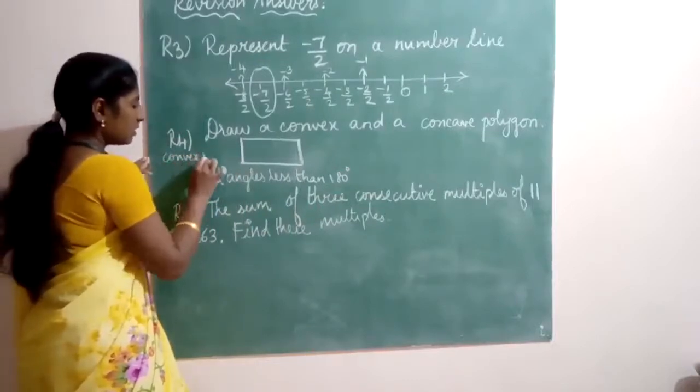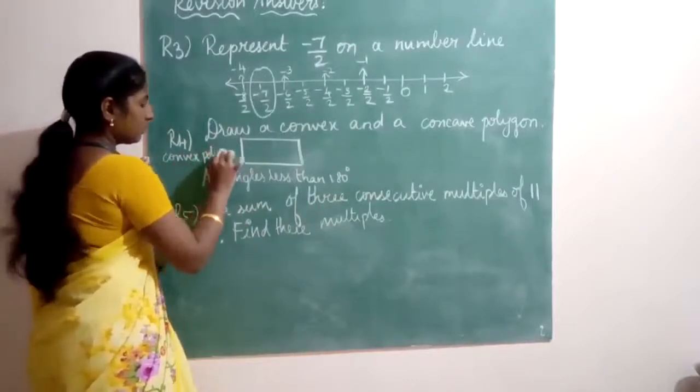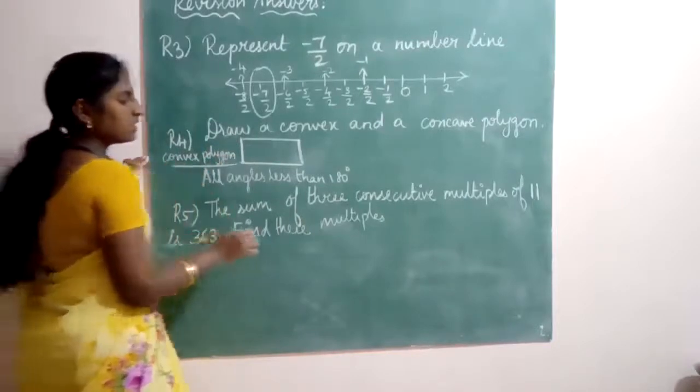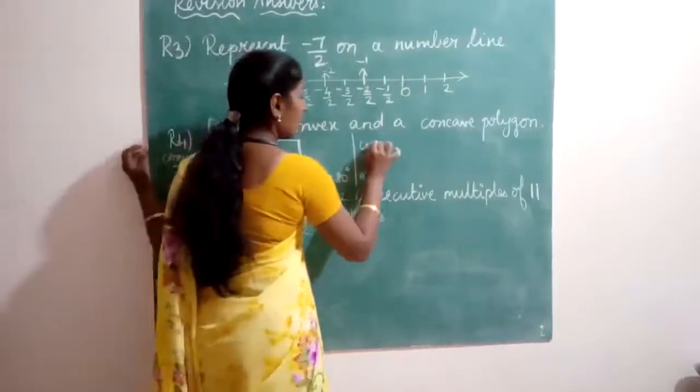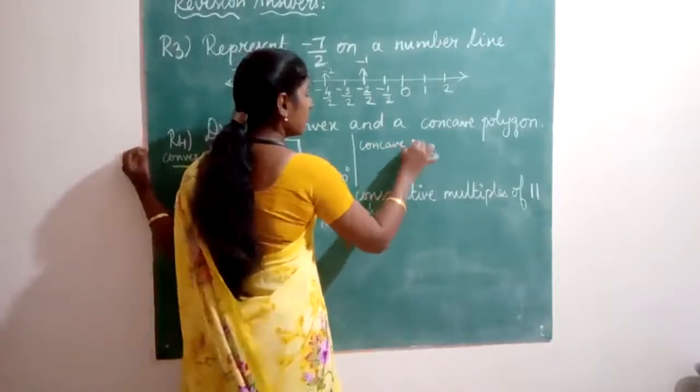So this is a convex polygon. Next is a concave polygon.